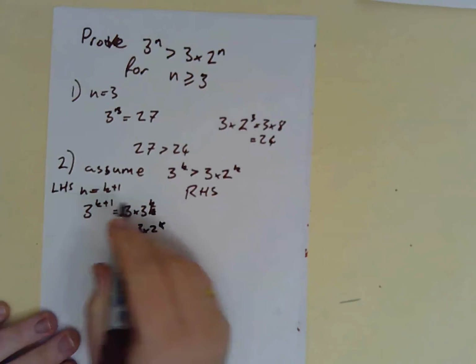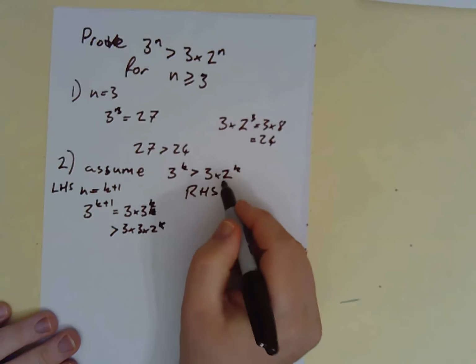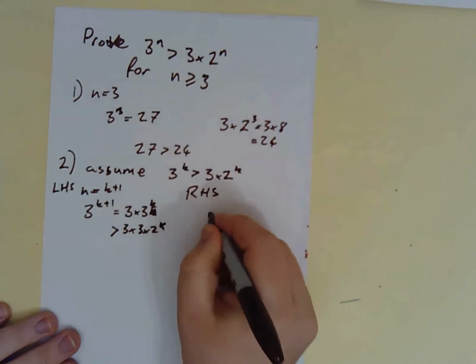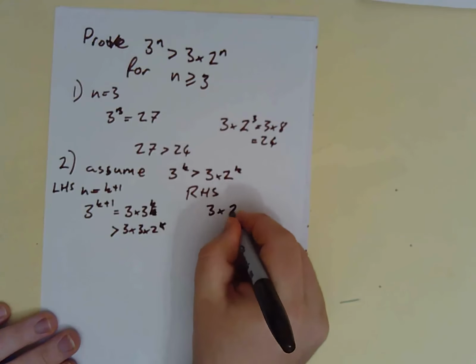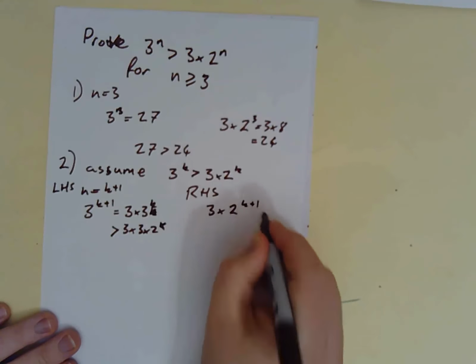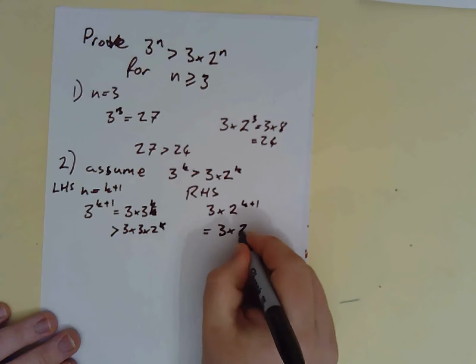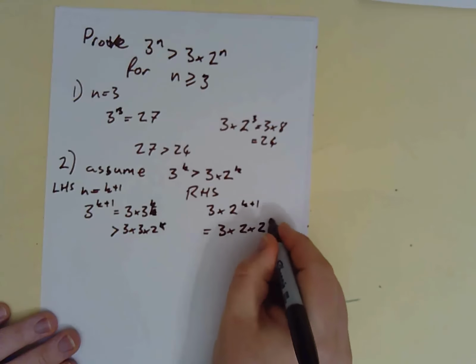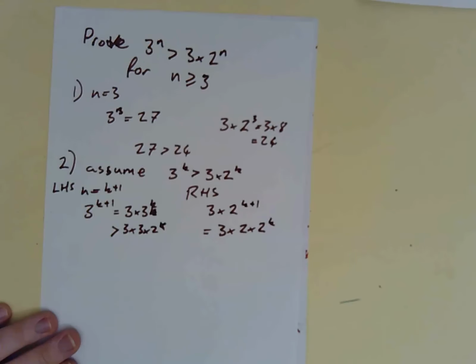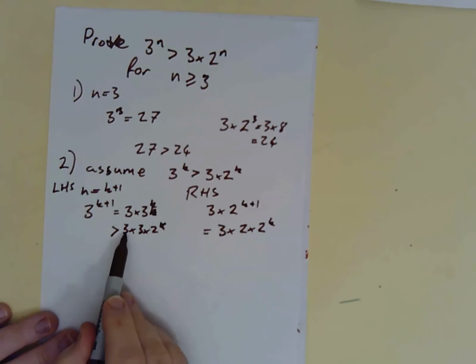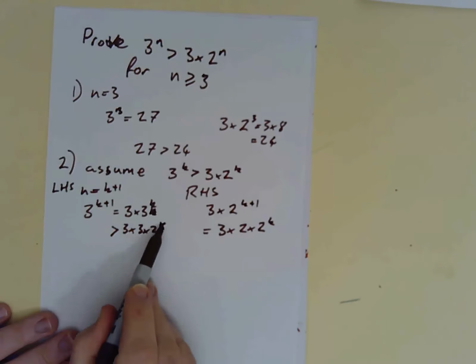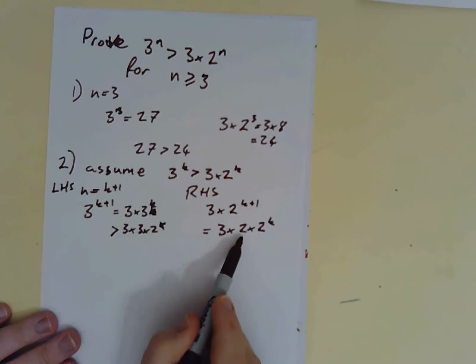All right, now let's look at my right-hand side. My right-hand side here is 3 times 2 to the k plus 1, and I could write that as 3 times 2 times 2 to the k. Now these two things are looking kind of similar. We've got 3 and 3. We've got 2 to the k and 2 to the k, but this one's 3, this one's 2.